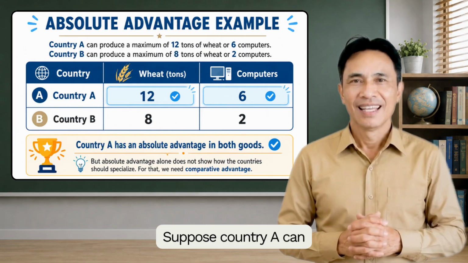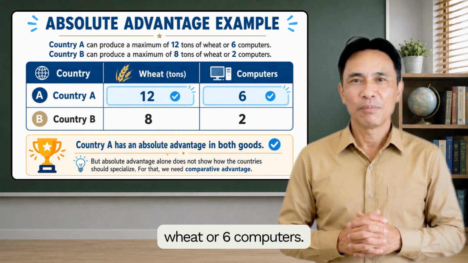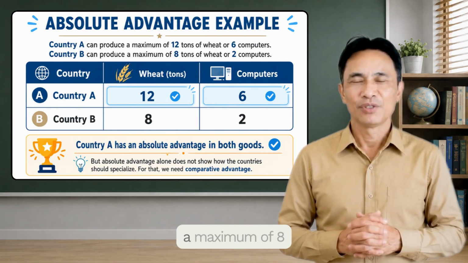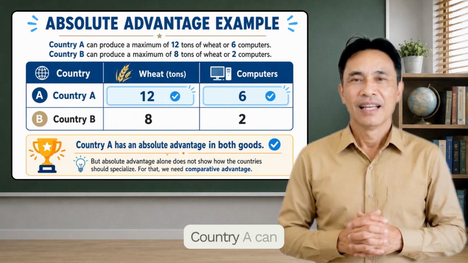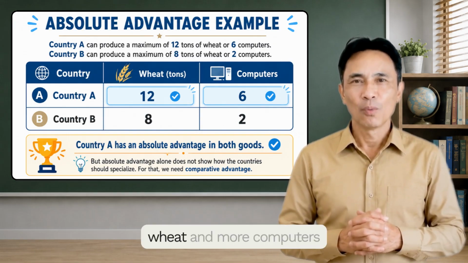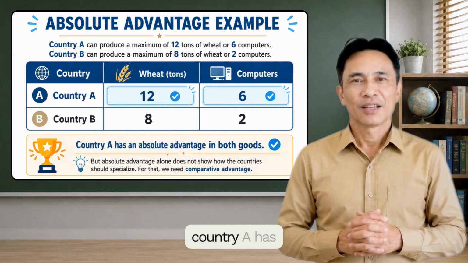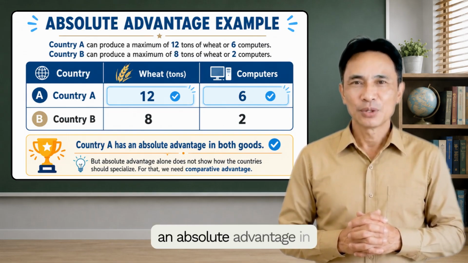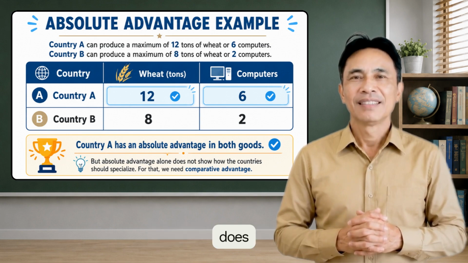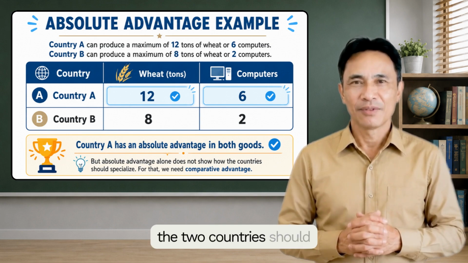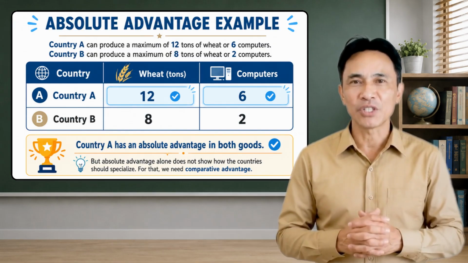Suppose country A can produce a maximum of 12 tons of wheat or 6 computers. Country B can produce a maximum of 8 tons of wheat or 2 computers. Country A can produce more wheat and more computers than country B. Therefore, country A has an absolute advantage in both goods. But this information alone does not tell us how the two countries should specialize. For that, we need comparative advantage.